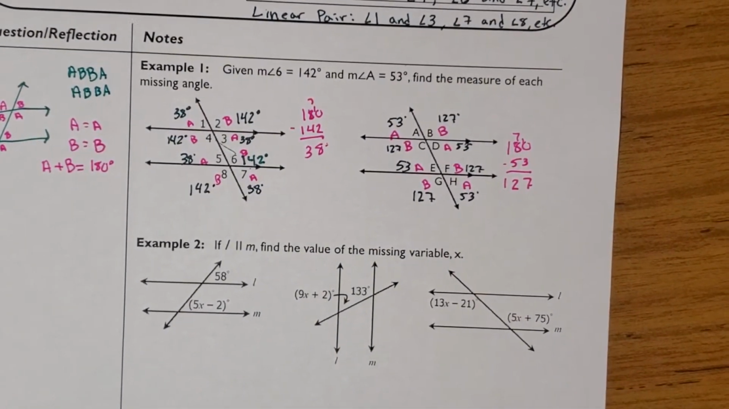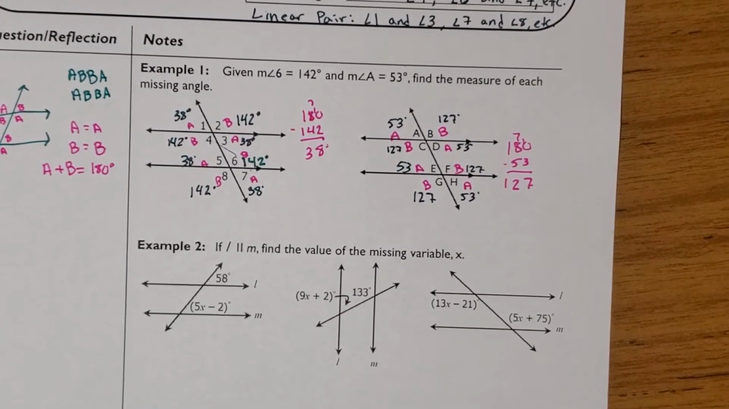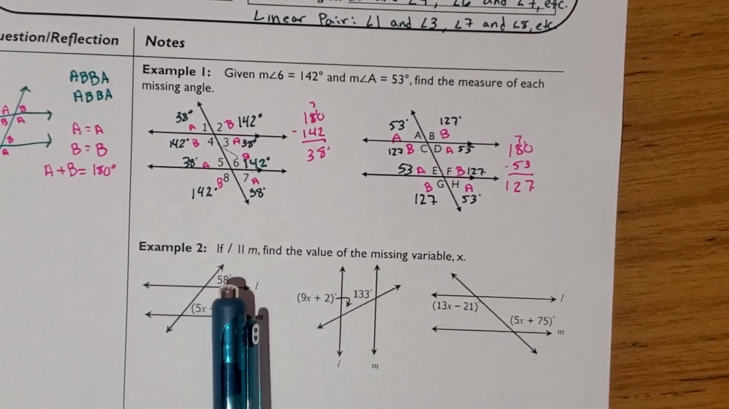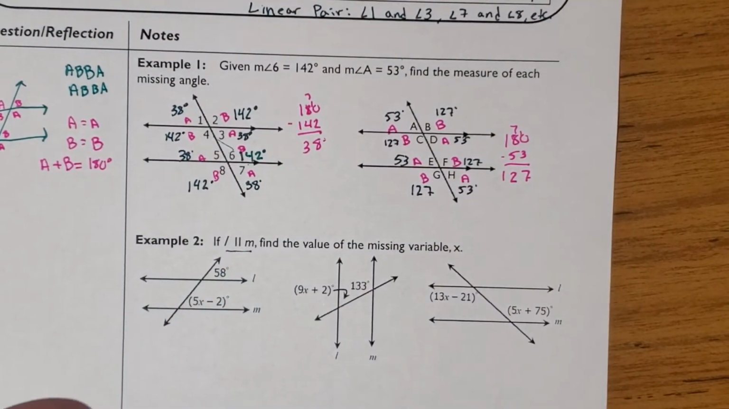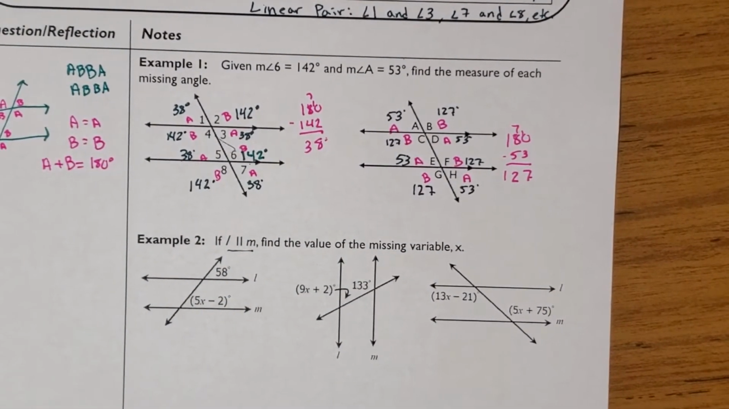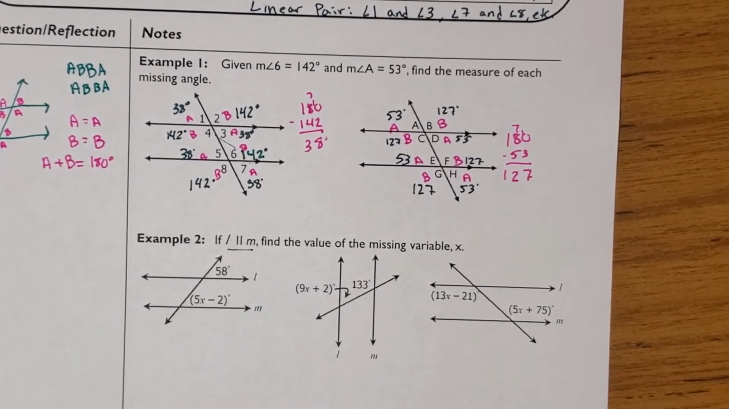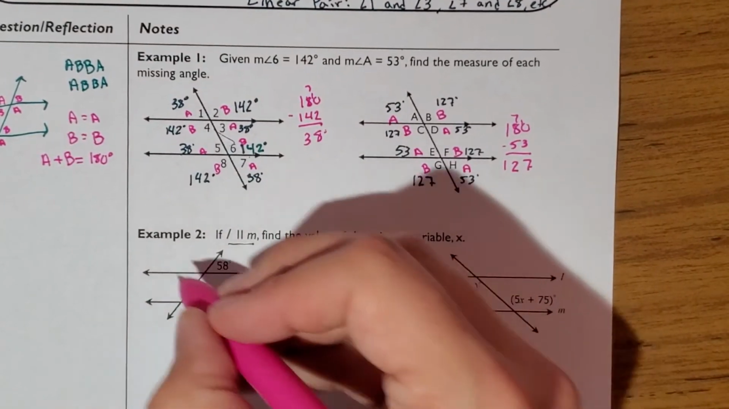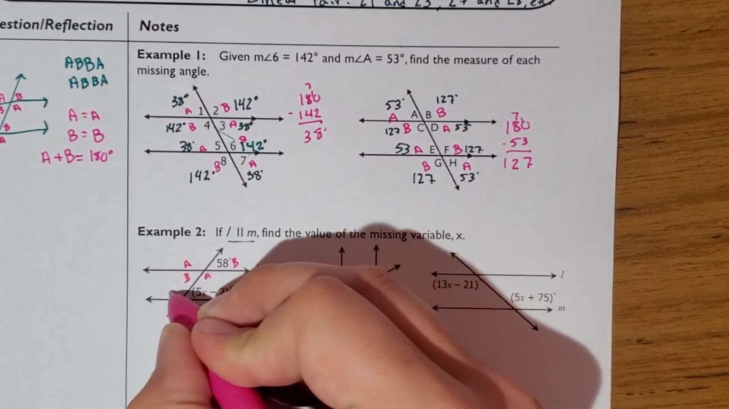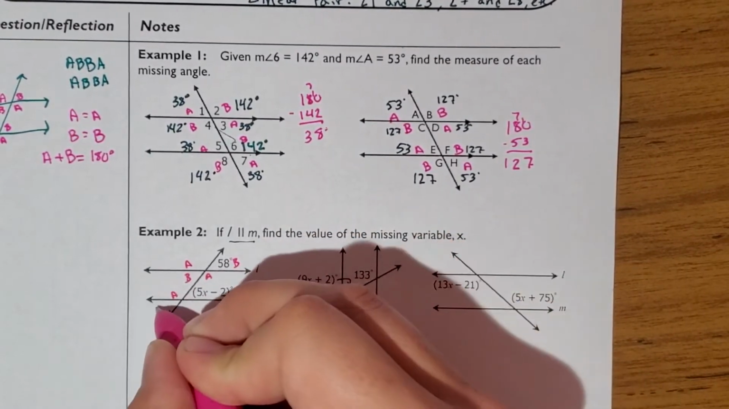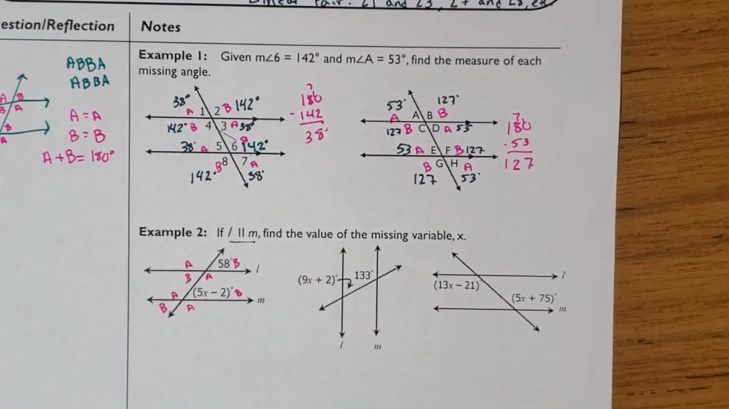All right, coming down here to example 2. Example 2 says if L is parallel to M, that's what this means right here. L is parallel to M. If line L is parallel to line M, find the value of the missing variable. So we're going to do our ABBA here. It's going to help us. A, B, B, A. A, B, B, A. Let's do a little circle.